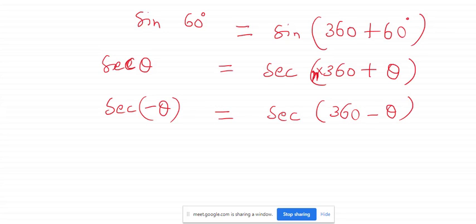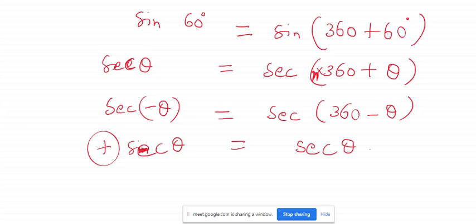Okay, see, sec minus theta will become positive, right? So it will become positive sec theta. And if we are doing it like 360 minus theta, so you know it's in which quadrant? Third quadrant, right? So again you will get the sec theta. So in the fourth quadrant it's positive only.